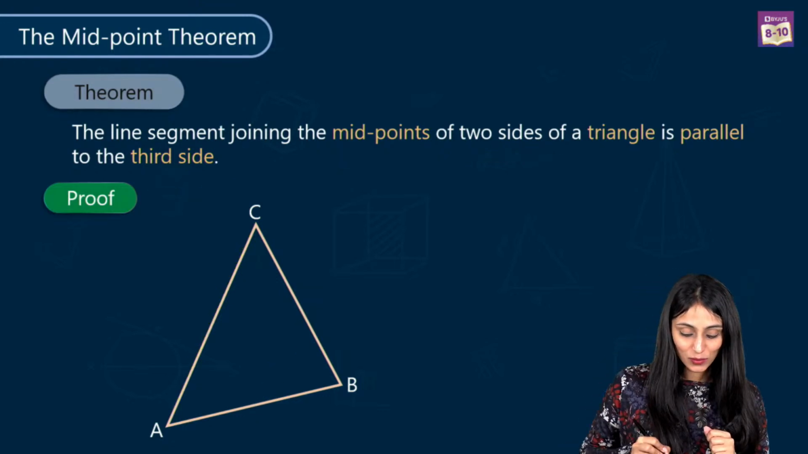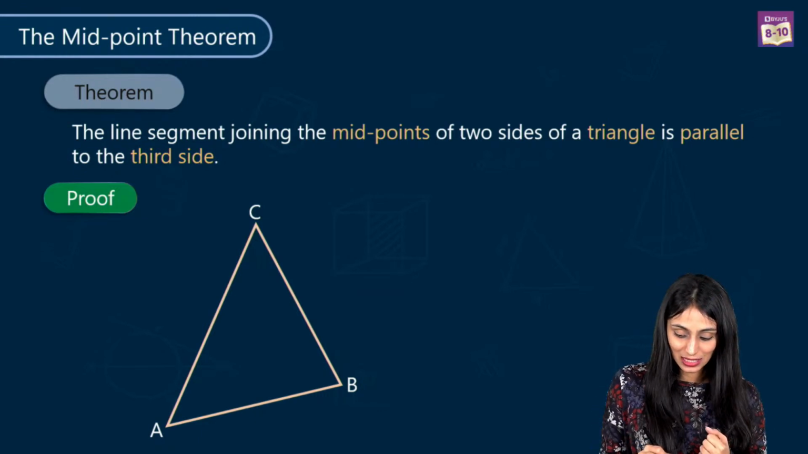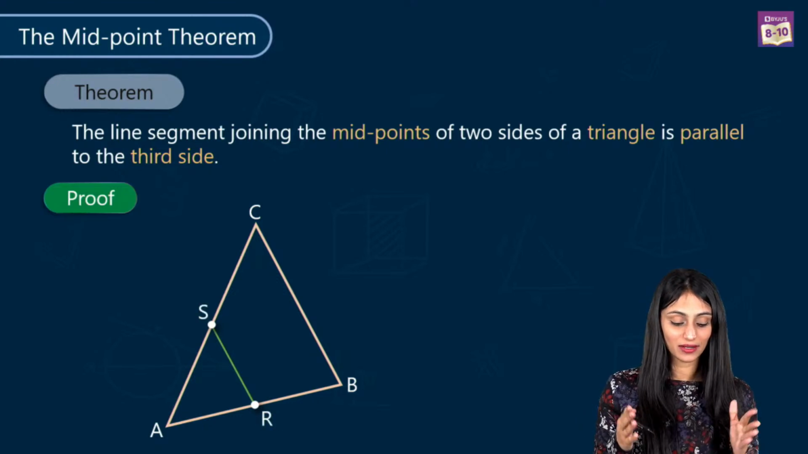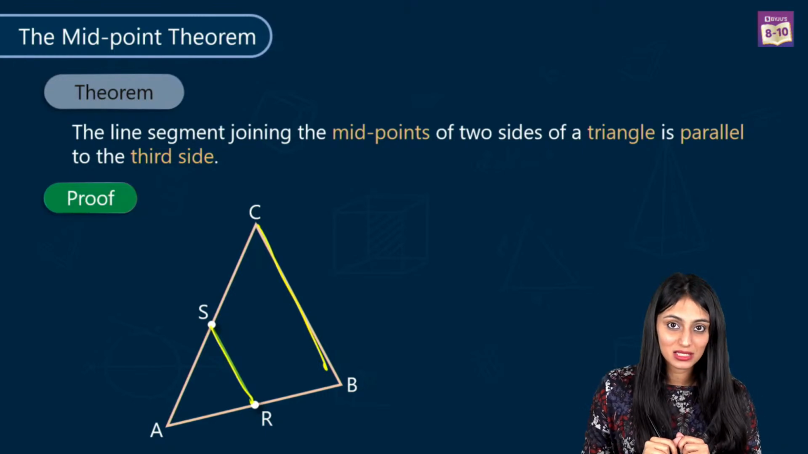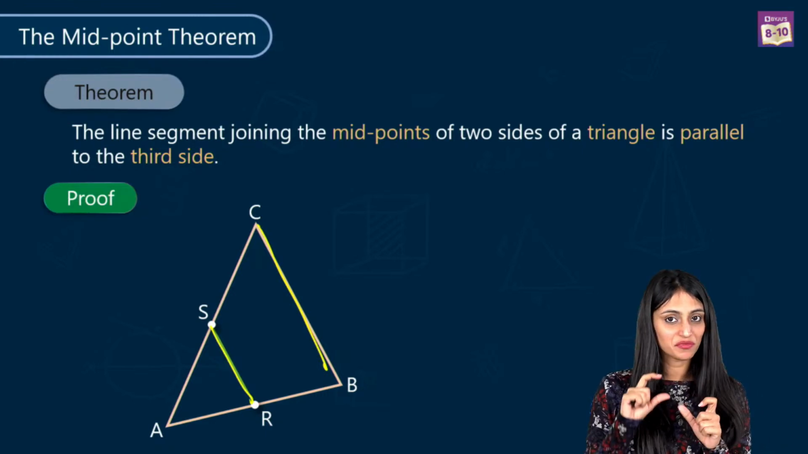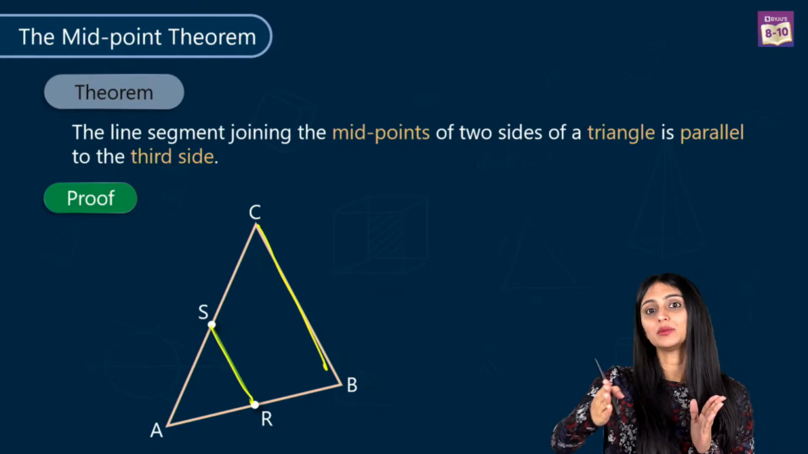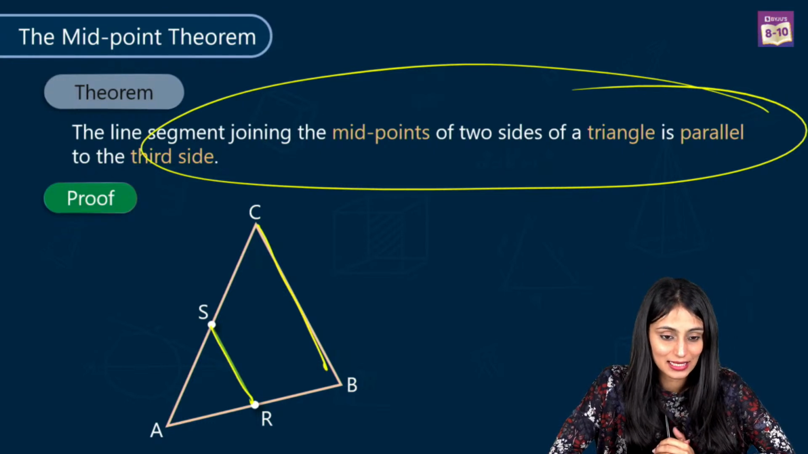Now let's do this one more time. This time I'll use another side. So we have the same triangle ABC, and this time I'll plot the midpoints on AC and AB over here. We have S and R. Once we join them, we see that it is parallel to BC. So whenever I'm joining the midpoints of any two sides of the triangle, I see that the joined line is parallel to the third side. And this is what the midpoint theorem says.